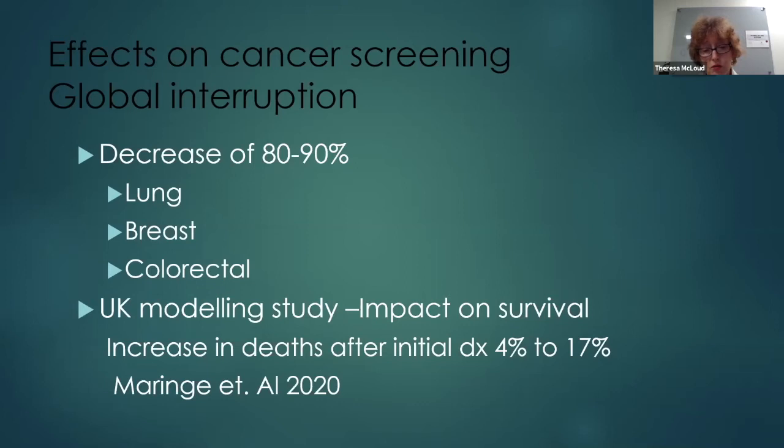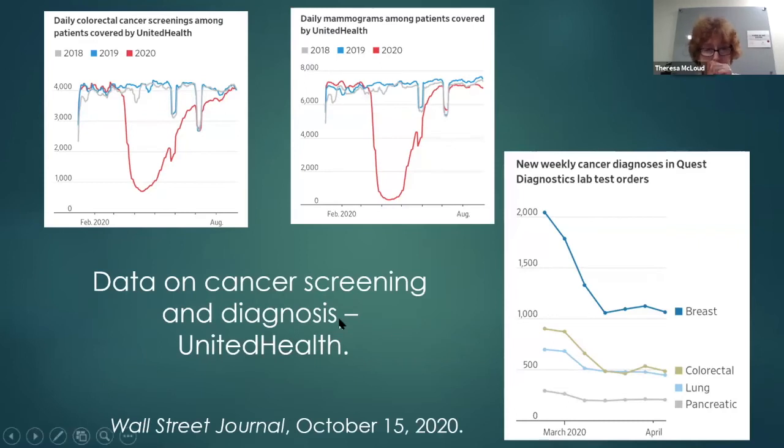This was a UK modeling study, and it is a modeling study. It's just a prediction. And we've seen so much modeling about COVID in so many aspects, I'm not sure what I want to believe. But anyway, what is the impact on survival because of the interruption of the cancer screening? And this group suggested that based on this study, there could be an increase in deaths after initial diagnosis of 4 to 17% because of the interruption of screening. So the mortality rate would be higher once the cancer came to clinical observation.